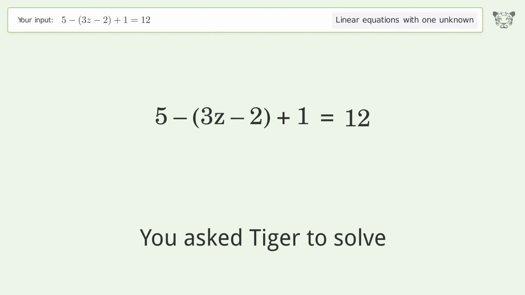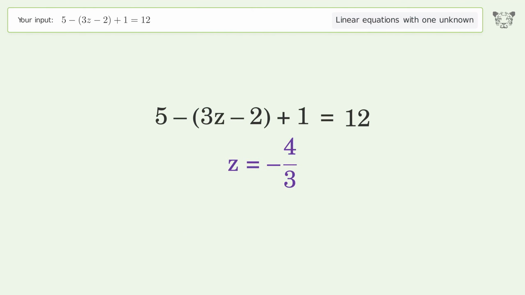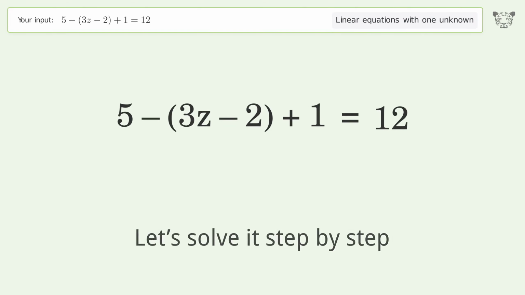You ask Tiger to solve this. This deals with linear equations with one unknown. The final result is z equals negative 4 over 3. Let's solve it step by step.